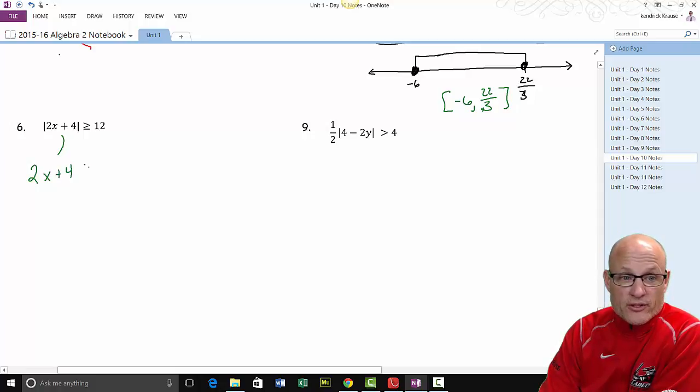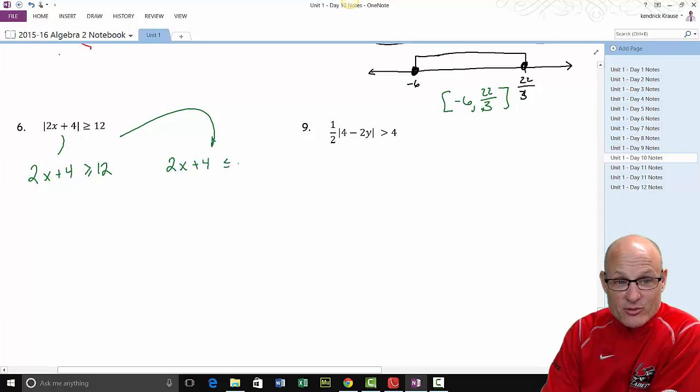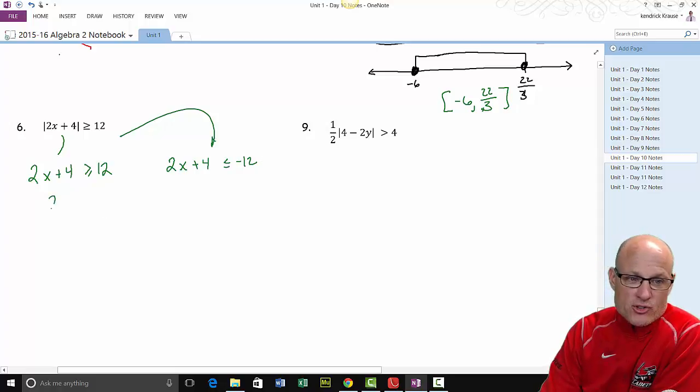2x plus 4 is greater than or equal to 12. Let's change the right side. Don't mess with the left side. I can say mess this time. Don't mess with the left side. Less than or equal to negative 12. I don't know, and or. Won't know until I've graphed it.